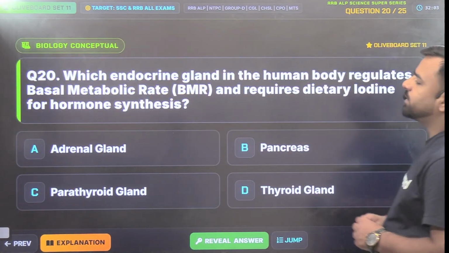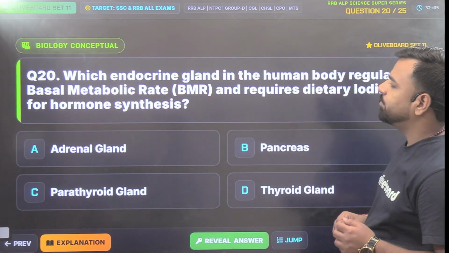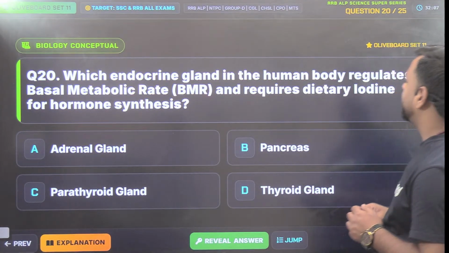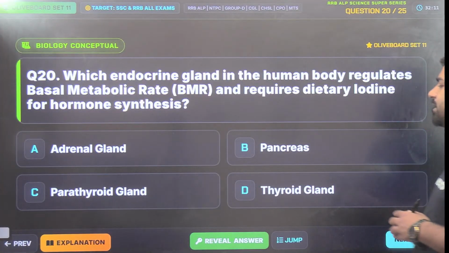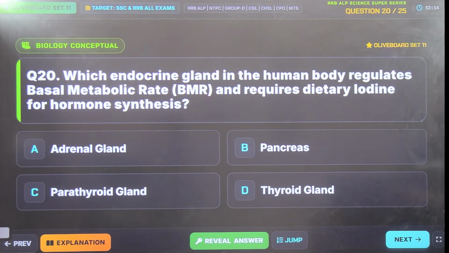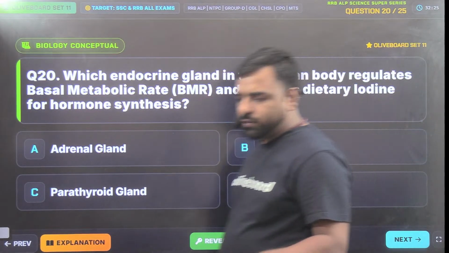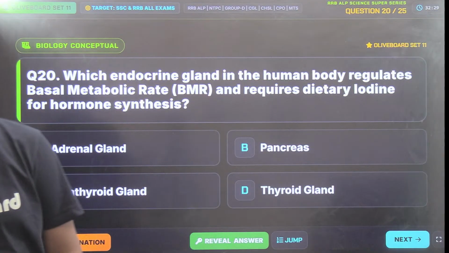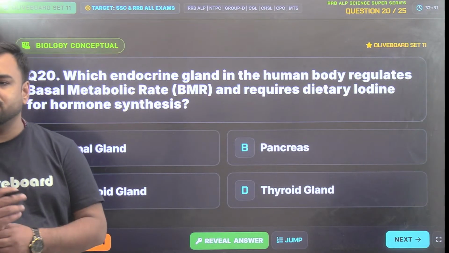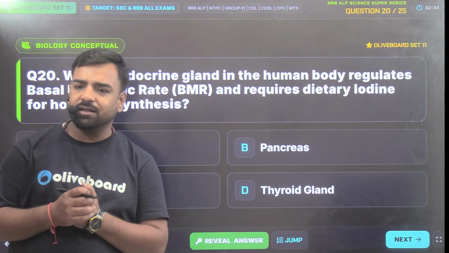Next, which endocrine gland in the human body regulates basal metabolic rate and requires dietary iodine for hormone synthesis? Is it adrenal gland, pancreas, parathyroid, or thyroid? So your four options. Let us check who will give the correct answer. Answer please. I'll give you a hint. It's also known as the largest endocrine gland. Utkarsh is the first one to answer this. It is D.